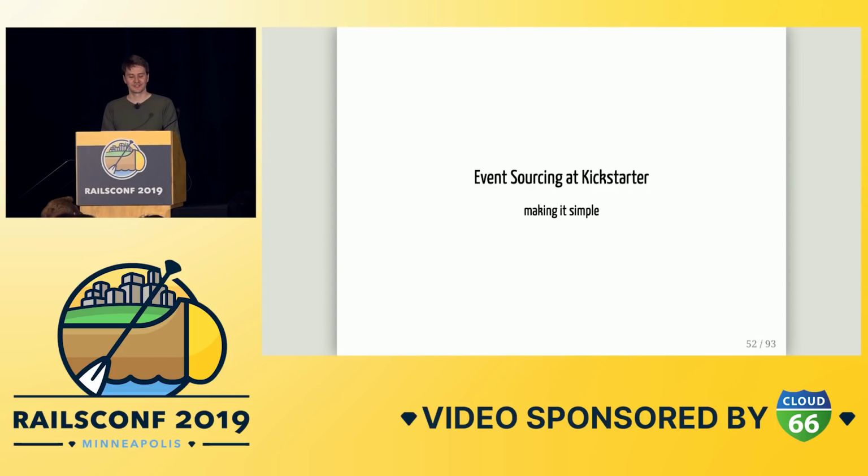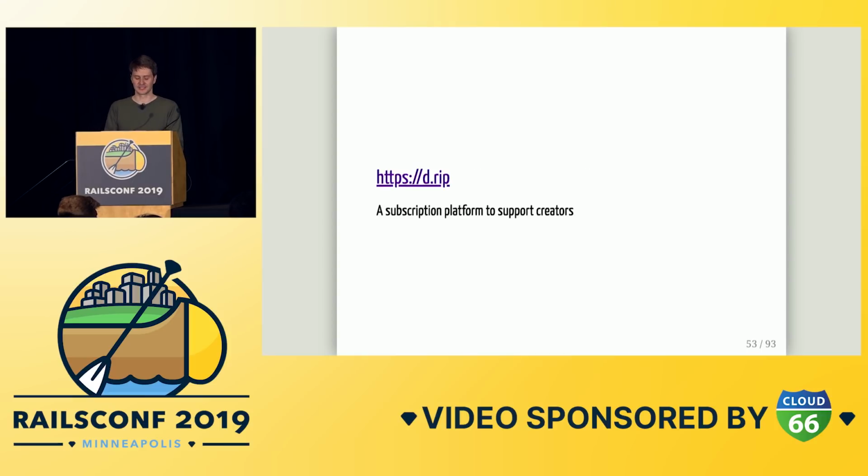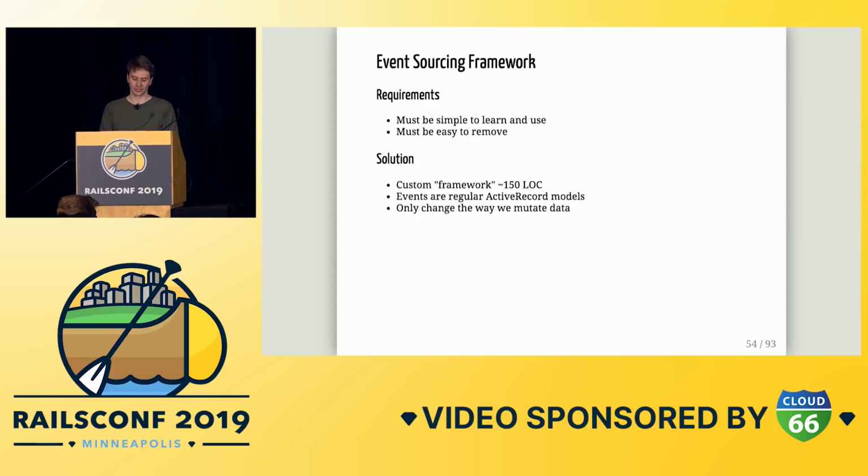So let's talk about event sourcing at Kickstarter and how we tried to make it simple. About 2 years ago, we started a new product called Drip. And Drip is a subscription-based platform to support creators on an ongoing basis. We thought that having a new product was a very good way to experiment with event sourcing.